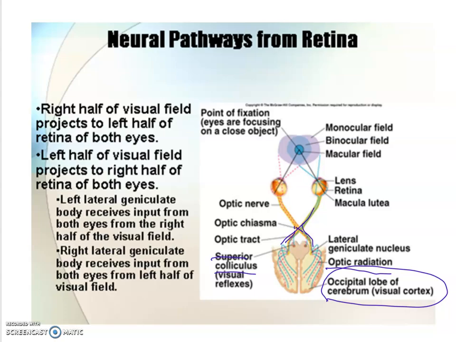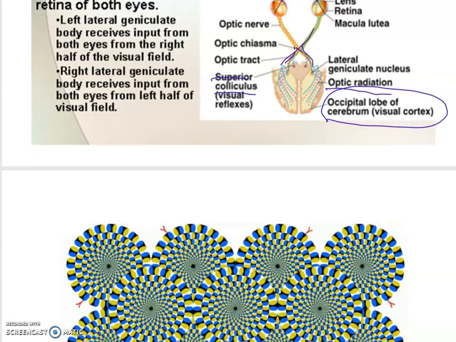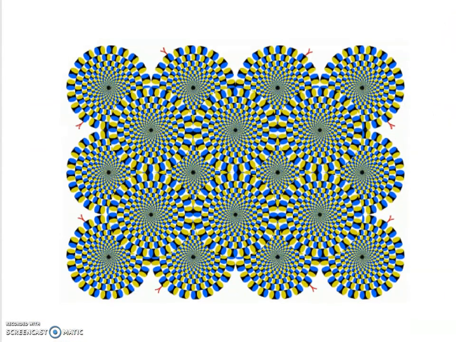Now we're almost done here. Let me just show you some visual illusions here. If you stare at this long enough, these circles will start to move. Of course, they're not moving, but you have the perception, and that is because your brain makes up a lot of stuff. You're learning things as you're growing up.